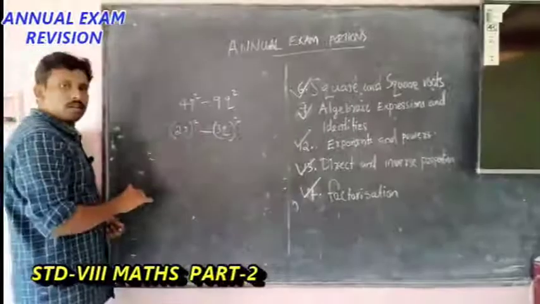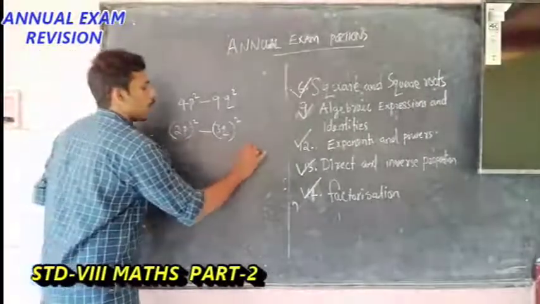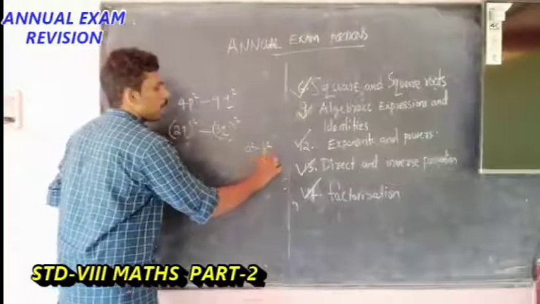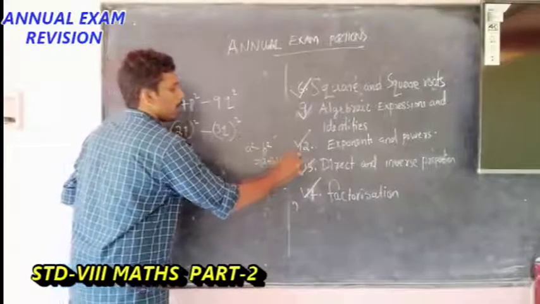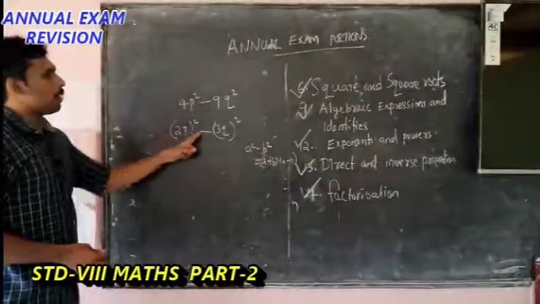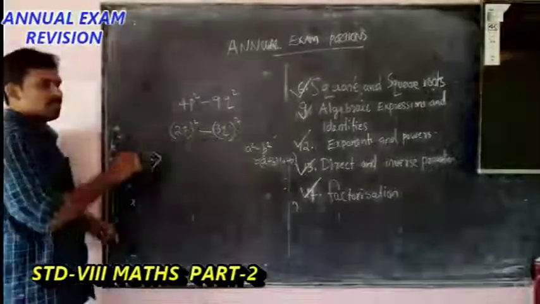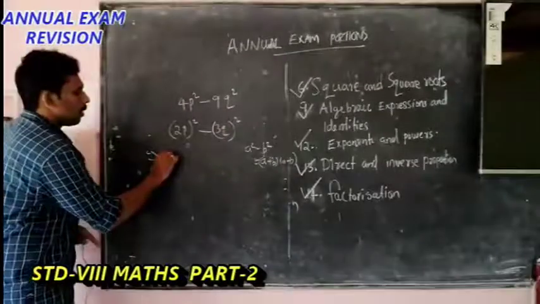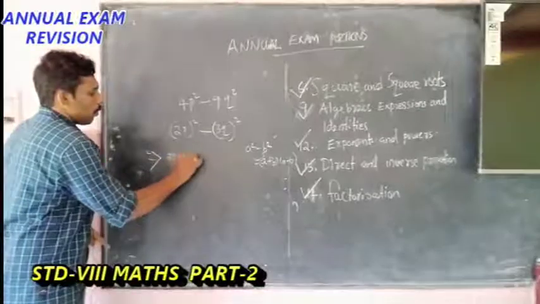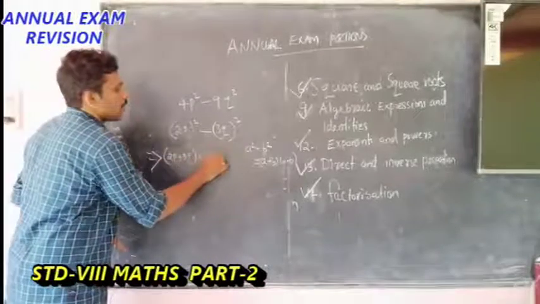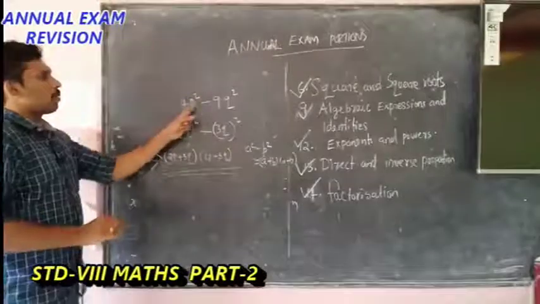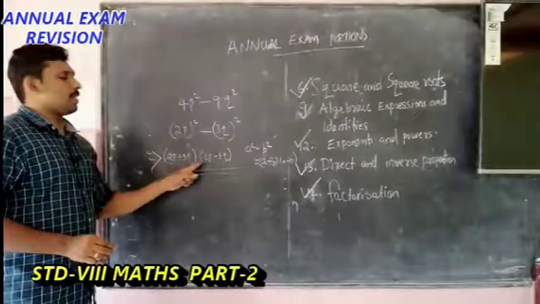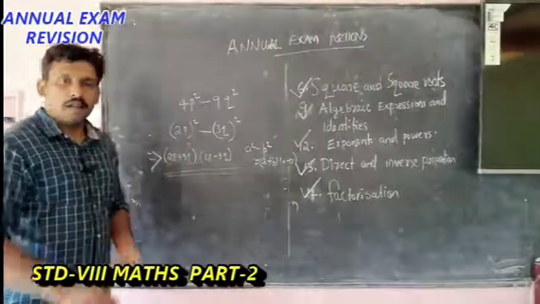This is in the form of a square minus b square. We know this identity: a square minus b square is equal to a plus b into a minus b. Here a is 2p and b is 3q. We can factorize using this identity, that means 2p plus 3q into 2p minus 3q, and so finished. So for 4p square minus 9q square, using the identity a square minus b square, we can find the factors this way.